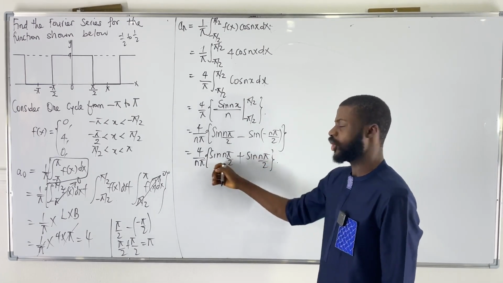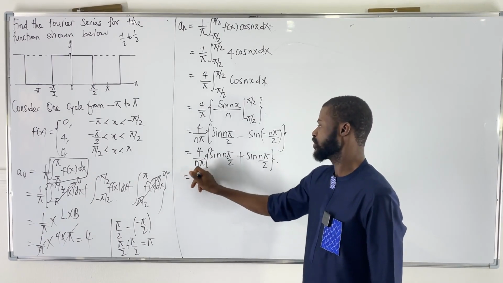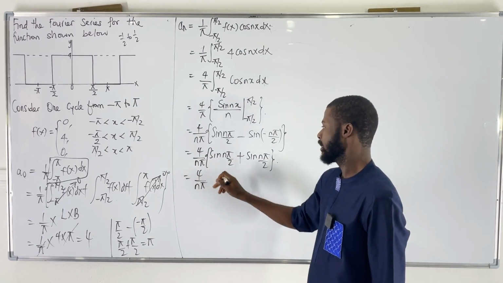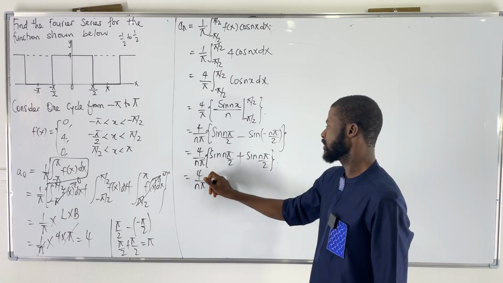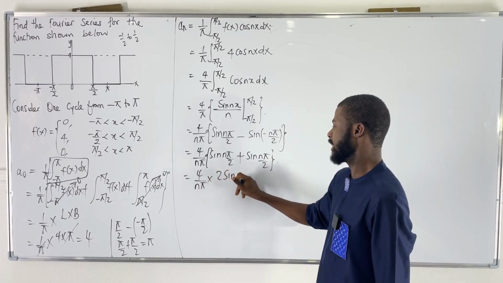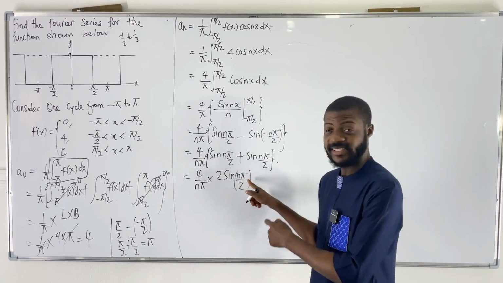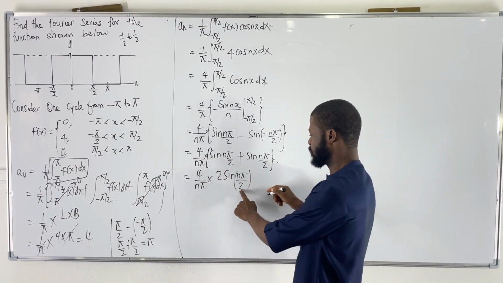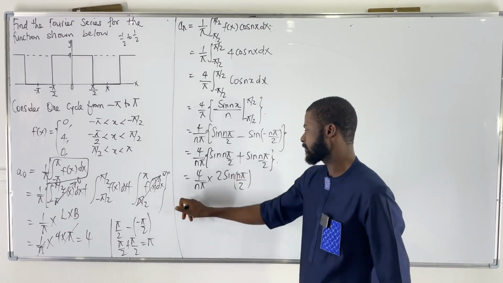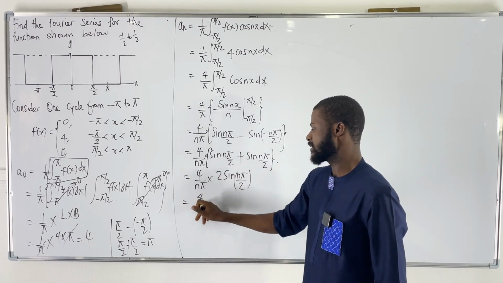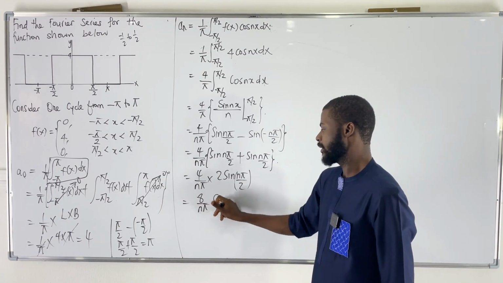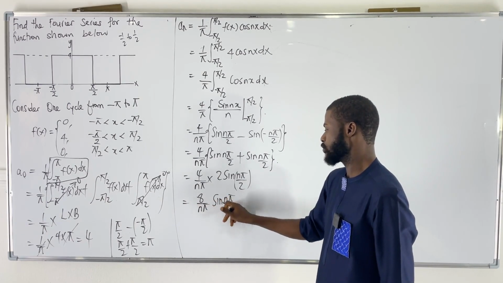Now, obviously, this is a double. So this will be 4 over n pi times 2 sine n pi over 2. Please take note, this is inseparable. You can't separate it, so these two cannot cancel out these two. So 4 times 2 will give me 8. So this is 8 over n pi sine n pi over 2.